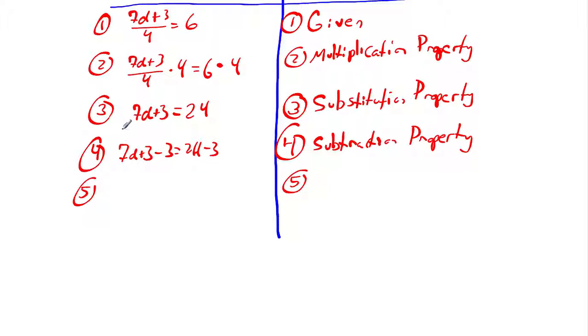And just as I did before in step 3, I'm going to take a look here and say, well, what is 3 minus 3? Well, that's 0, so I get 7d plus 0 is equal to 24 minus 3, which is 21. What did I do? I took this operation of 24 minus 3 and I rewrote it as 21. I substituted. So this is the substitution property.